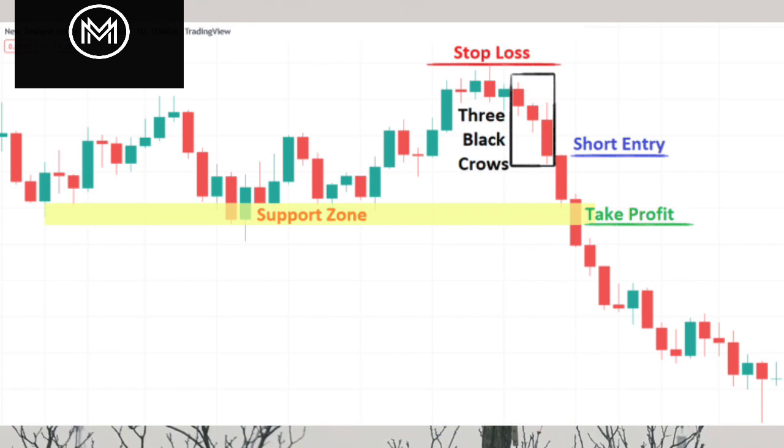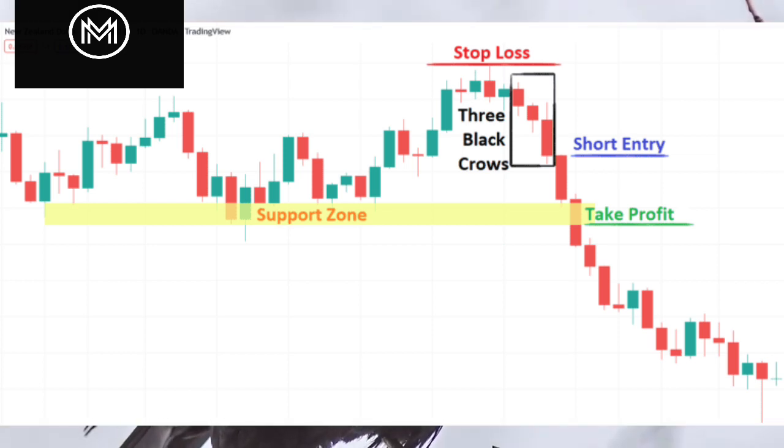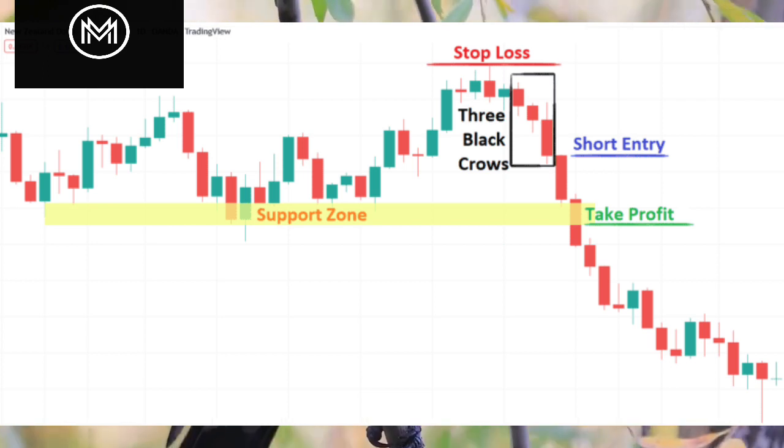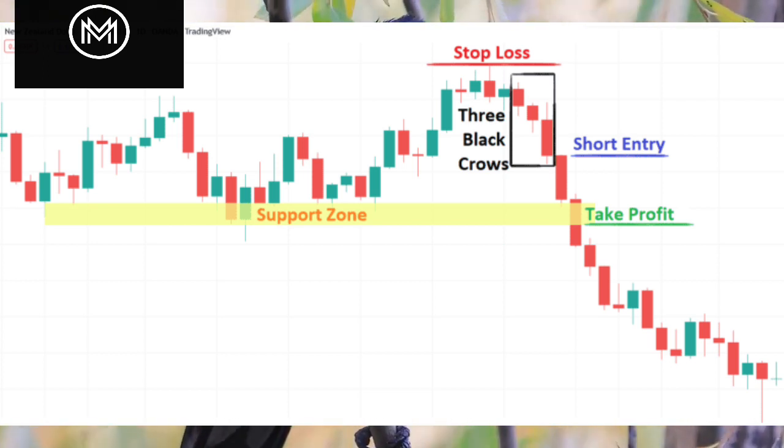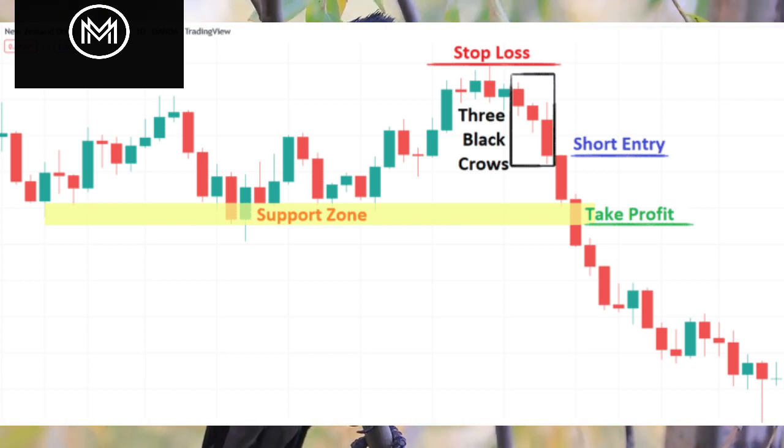3 black crows. The 3 black crows pattern is the opposite of the 3 white soldiers. It features 3 consecutive long bearish candlesticks with small or no shadows. It suggests a strong downtrend and indicates a potential continuation of the trend.